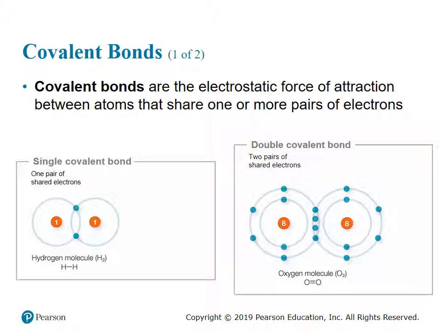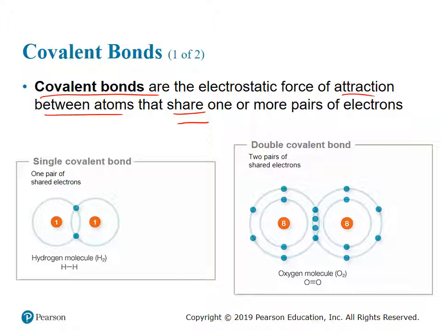Okay. Covalent bonds are another type of bond, right? Covalent bonds are the attraction of atoms, and the key word is they share. In our other example, the ionic bonds, we gave away an electron, right?